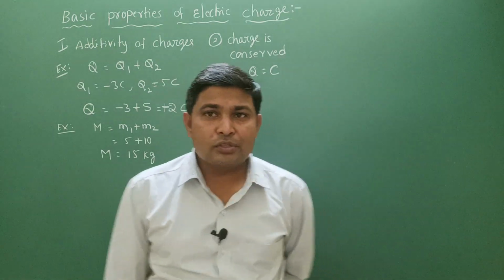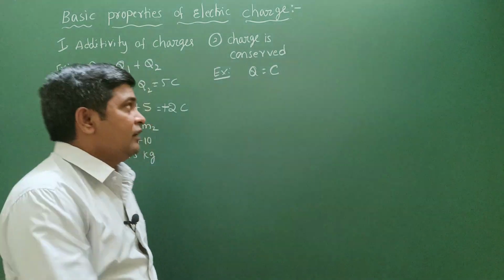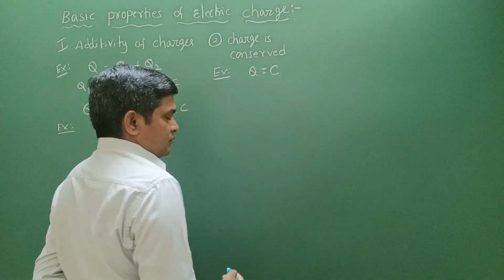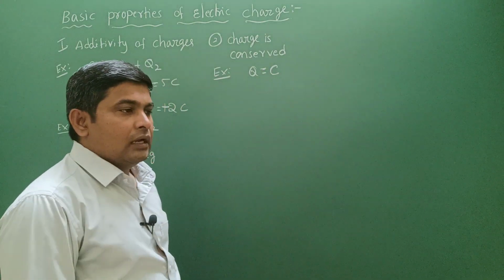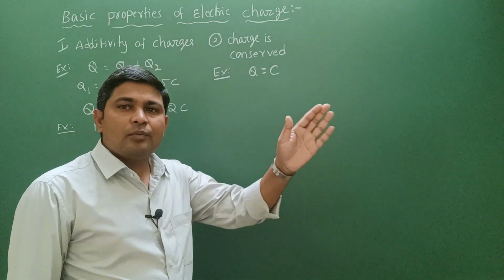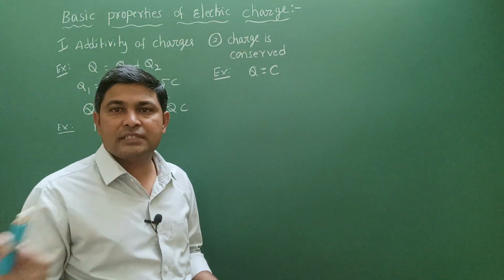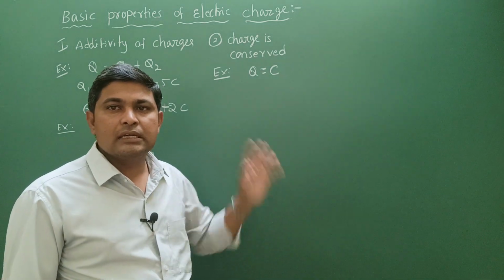Total charge is going to be constant whenever the transfer of charge is happening, because in one body it is reducing, in another body it is increasing, but if you add the total, it is going to be the same. That's why charge is conserved.